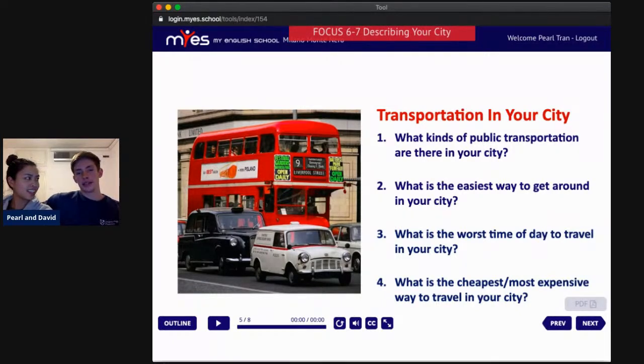In London, the easiest way to get around is the tube. The tube is the best way to get around. Taxi is the most expensive way to travel in Rome. Yes, I think most cities. Everywhere, taxi is the most expensive. It's unfortunate. We all agree. Cool.